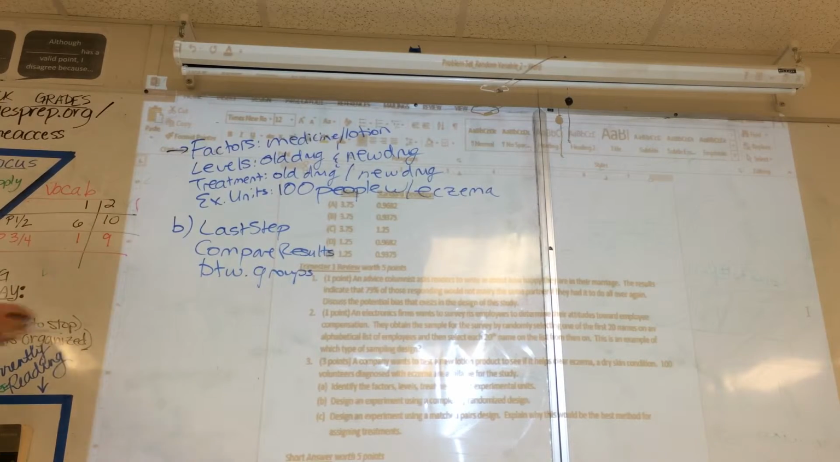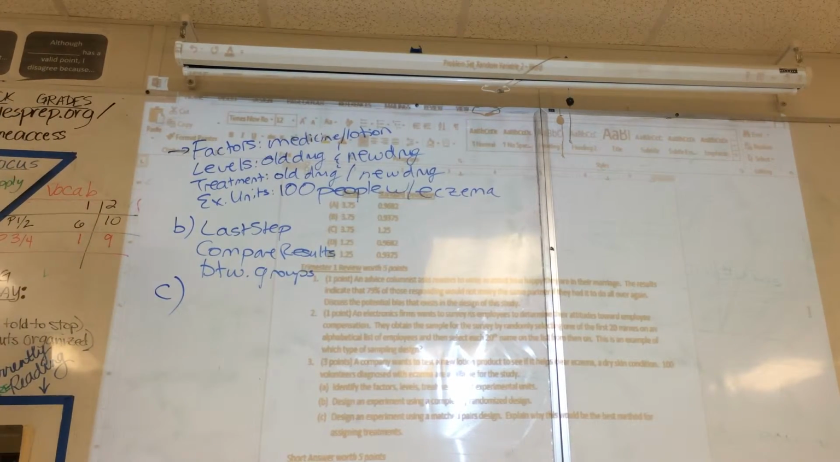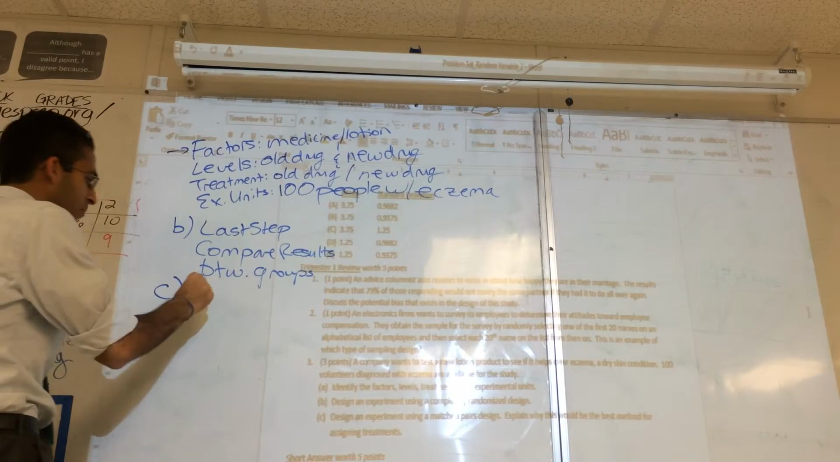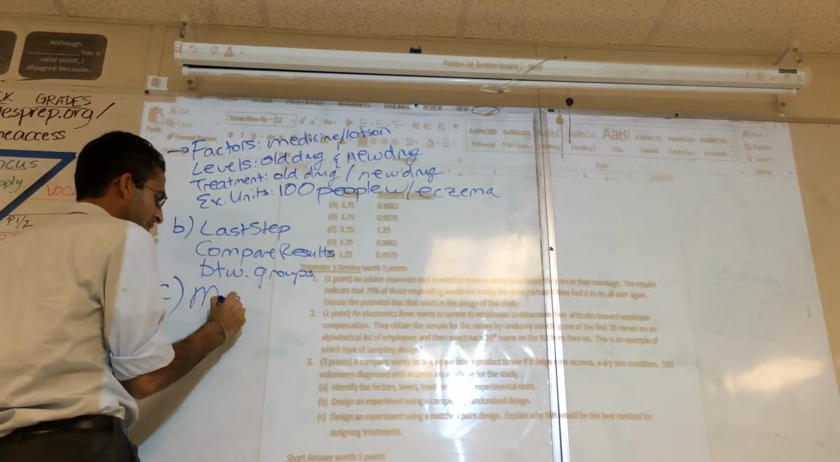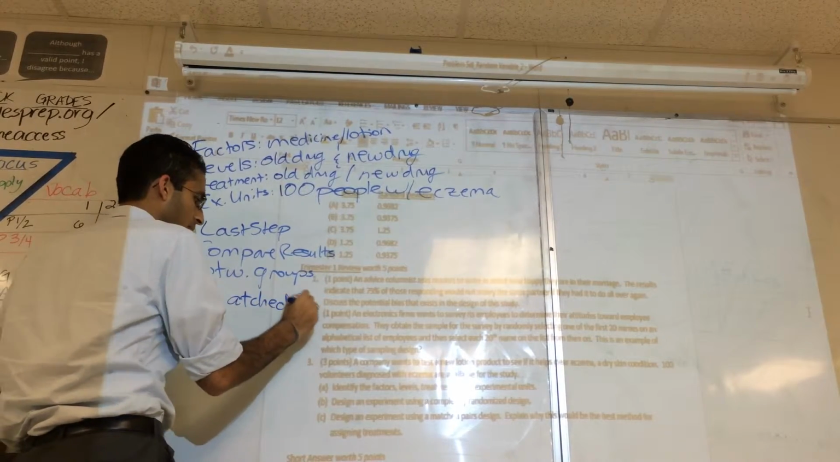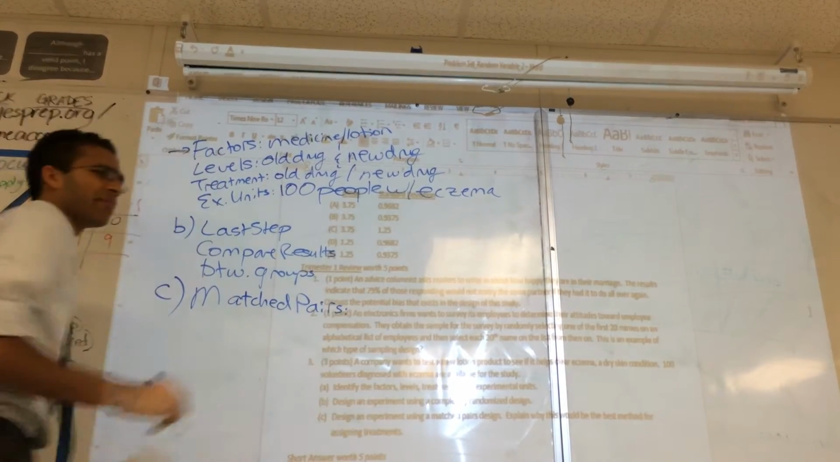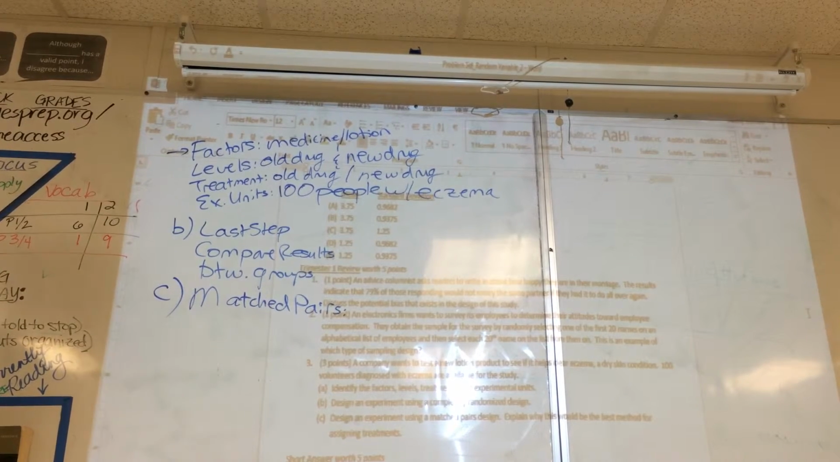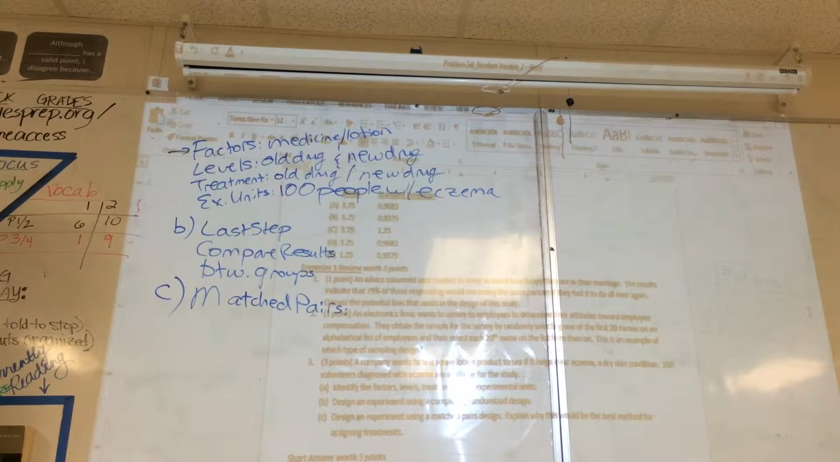All right. Now on C, we did have some challenges. C says, design an experiment using matched pairs. I think people may have forgotten what matched pairs were and then didn't look it up. Does anybody remember what matched pairs are? Anybody remember? I think only a few people got it.